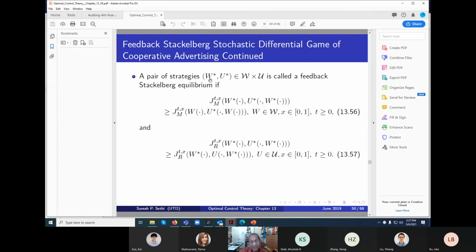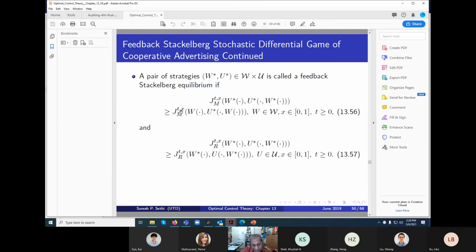A pair of strategies W star U star belonging to W cross U is a feedback Stackelberg equilibrium if the leader's objective at the equilibrium is bigger than for any other W in script W, for any X and any T. So what am I saying here? I'm saying that I have an equilibrium. And if the leader deviates, if the leader goes from W star to W, which is a deviation from equilibrium, remember the other guy doesn't change his response function. His response function is still U star. But in the U star, he has to put W instead of W star, because now he decided W, so he's going to react to that W.